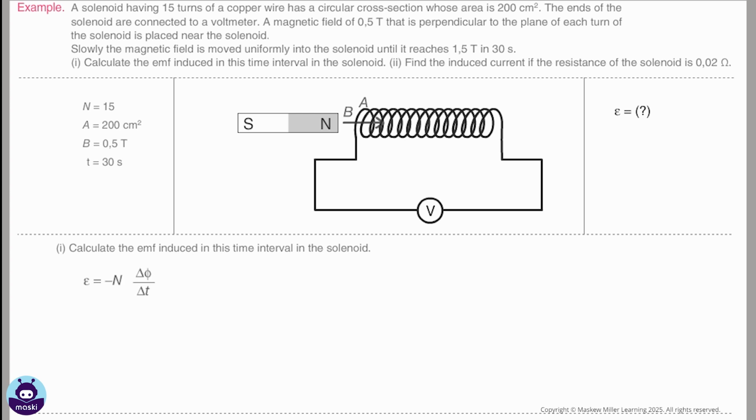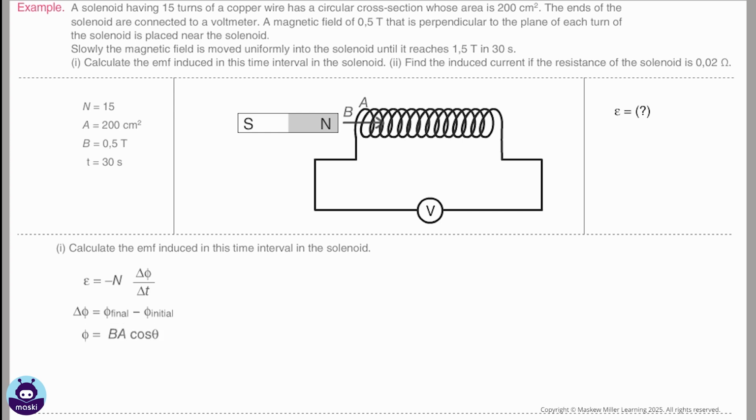Recall Faraday's law, which states that the induced EMF is equal to the rate of change of magnetic flux associated with the solenoid. Here, delta phi is the change in flux, that is, the difference between the final magnetic flux and the initial magnetic flux. And we know that magnetic flux is given by the following equation. Phi equals BA cos theta.